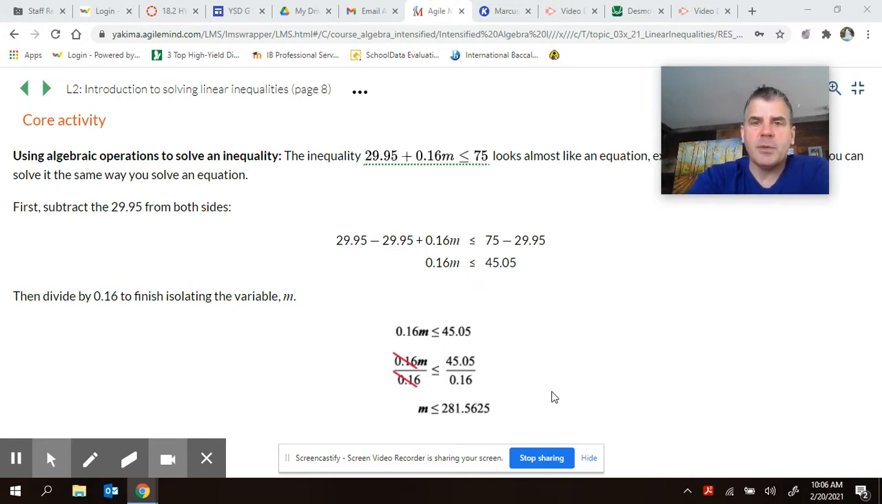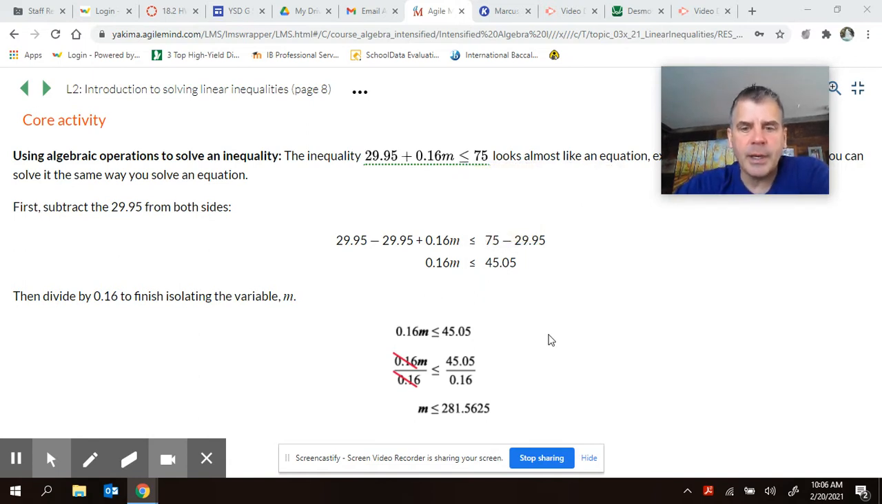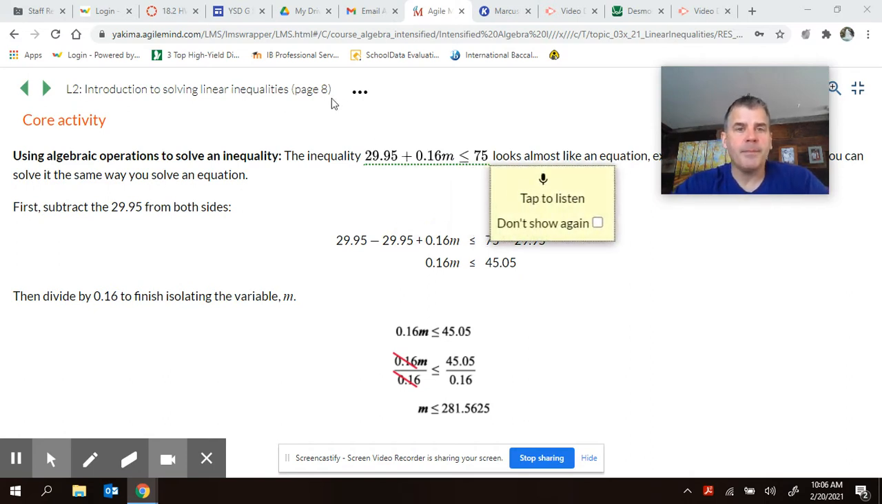So if this was an equal sign right there instead of an inequality sign, it's the same thing. You're going to solve this using the same methods you did before. Don't let that symbol take away from your ability to use undoing to solve this. So both pages 8 and 9 confirm that work that we did back then.